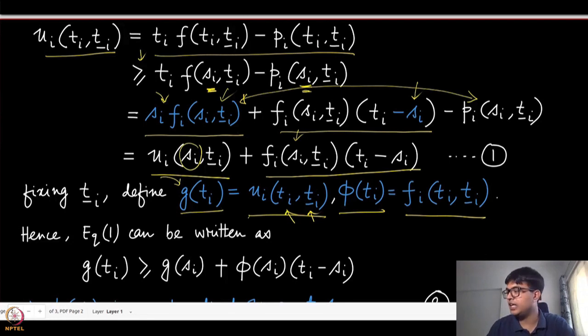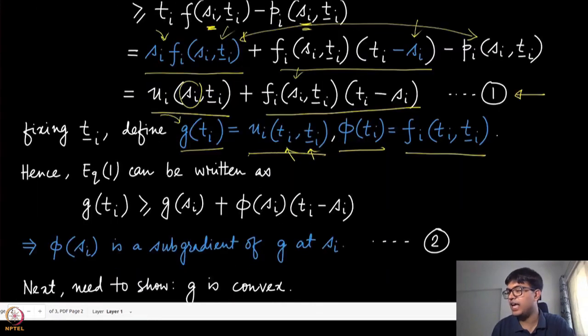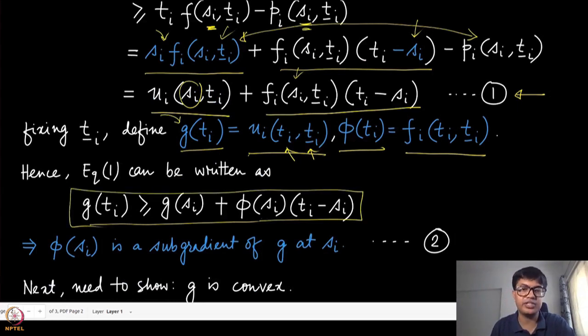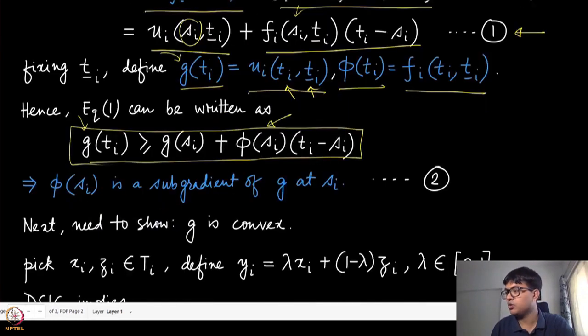Now, using this substitution, we can write this equation 1 exactly in the same way as we have wanted for the subgradient equation. So this is nothing but the subgradient equation. So all that we are left with is to show that this function g is a convex function. If we can show that, then we know that this phi function is nothing but a subgradient function. Alright, so we will make this conclusion after we have proved that g is a convex function. Rest of the things are falling in place.